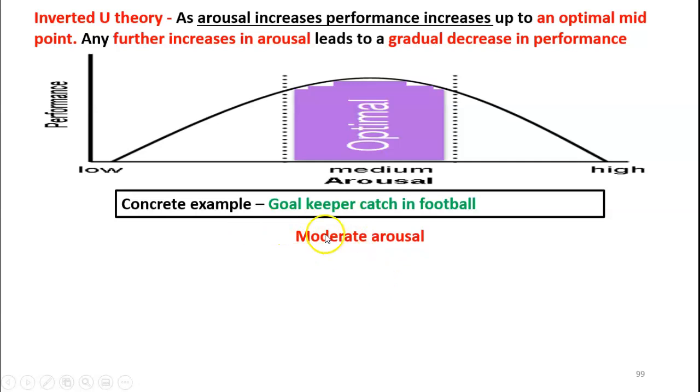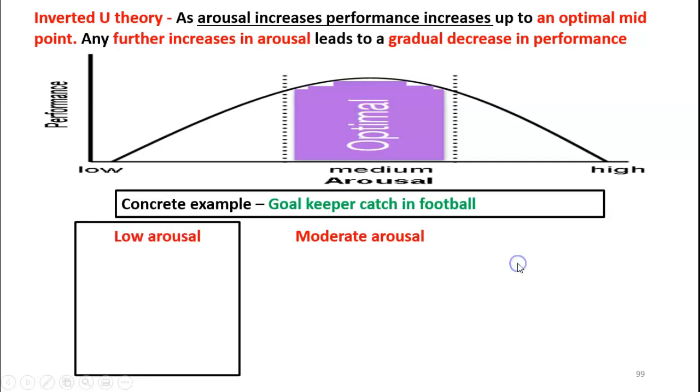So the theory says, according to this, as arousal increases, performance increases up to an optimal midpoint, and any further increase will lead to a gradual decrease. So what this theory is saying is, if you've got low arousal, your performance is poor. If you've got high arousal, your performance is poor, because you can see here the performance levels are relatively low there, relatively low there. So what we have to do, using this example, is give a little bit of a descriptor for each level of arousal, and then apply it to our example of a goalkeeper catch in football.